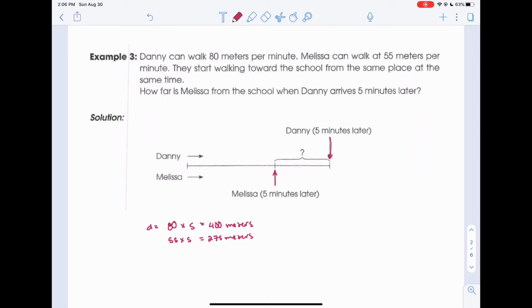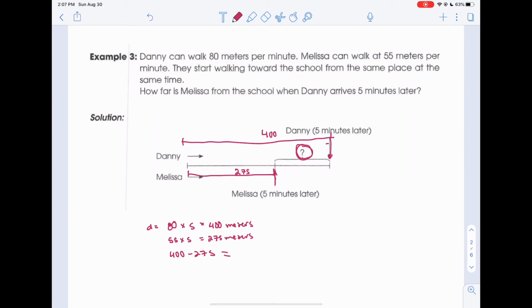So that means that from where they were to school, it's 400 meters, right? Because we know that Danny's already there and he's walked 400 meters, and Melissa has walked 275 meters. This is how much Melissa has walked. And they're asking us for this. So if this entire length is 400 meters and this length is 275 meters, we're going to take 400 minus 275 to get this distance right here.